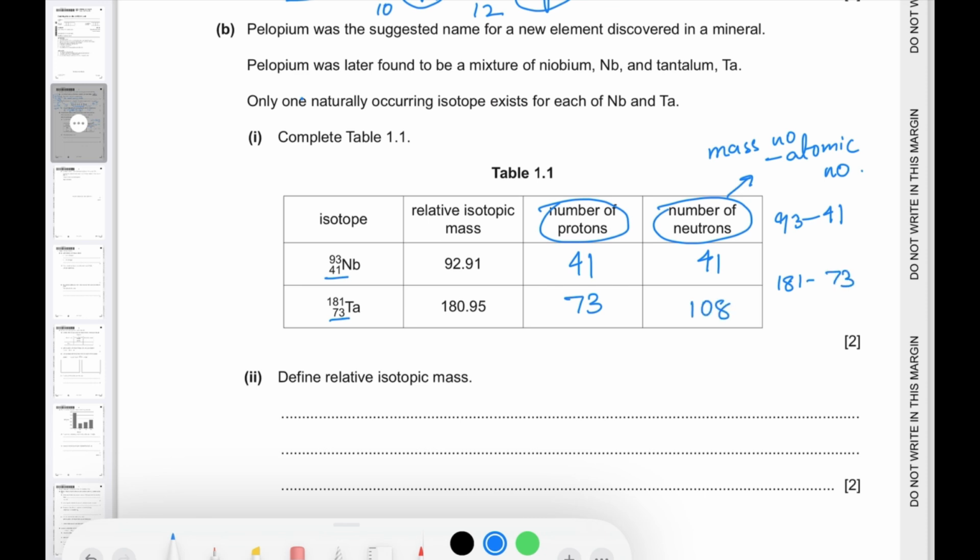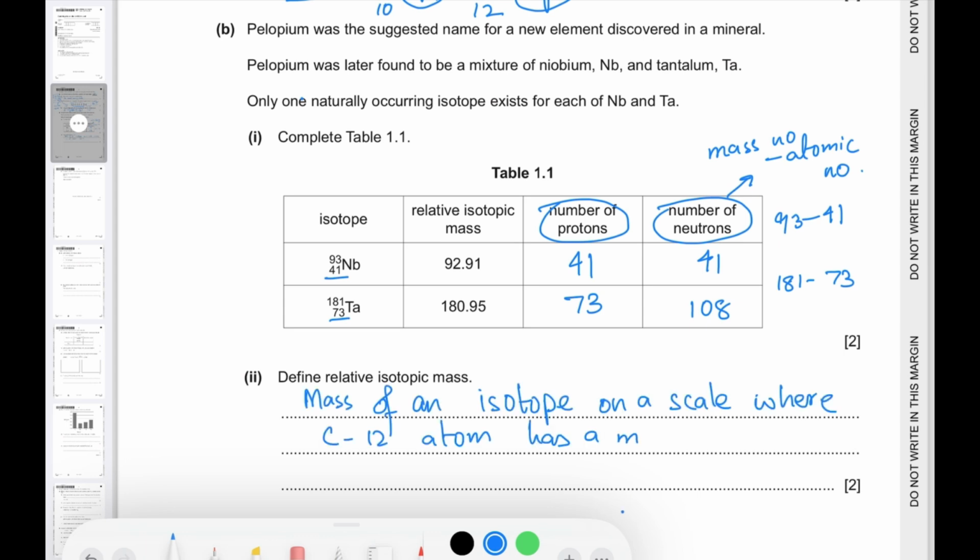Define relative isotopic mass. This is one more definition that you need to know by heart. It's the mass of an isotope on a scale where a carbon-12 atom has a mass of exactly 12 units.